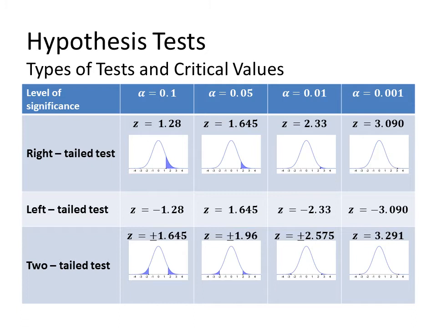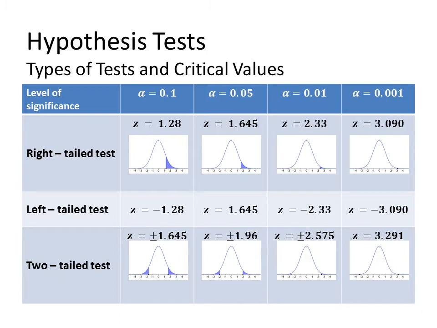In the last video, we discussed that there were three different types of tests: a right-tailed test, a left-tailed test, and a two-tailed test. The type of test depends on what you're trying to prove. If you're trying to prove that a quantity is bigger than or has increased, you're going to use a right-tailed test. If you're trying to prove that a quantity is smaller than or has decreased, you're going to use a left-tailed test. And if you're trying to prove that a quantity is different, but you don't specify whether it's bigger or smaller, then you use a two-tailed test.